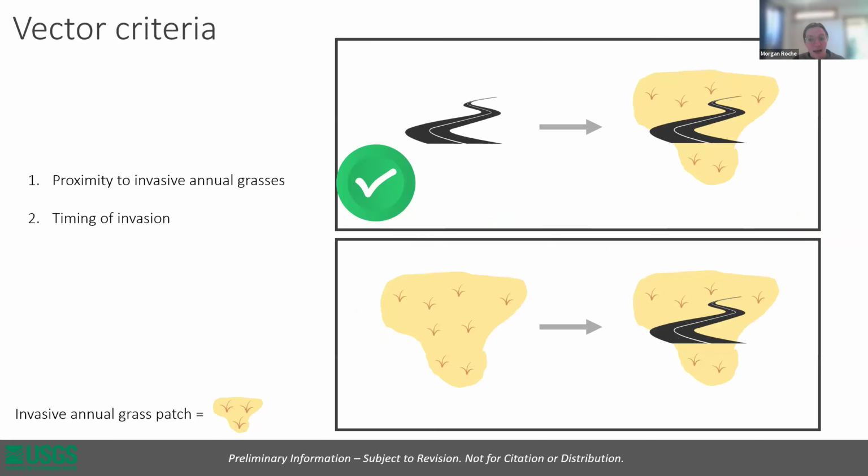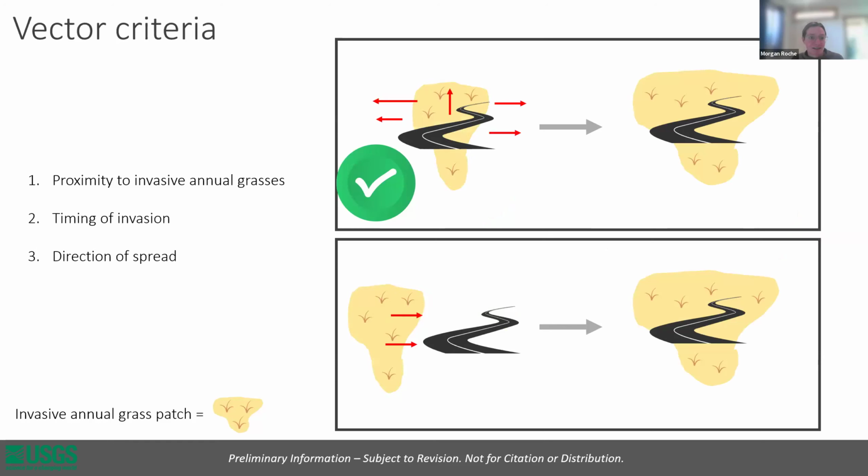We also plan to assess timing of invasion. So if invasive presence or cover increases following disturbance, that's another line of evidence of vector behavior, in contrast to disturbances that were currently near invasive annual grasses, but those areas were perhaps already invaded. That doesn't necessarily rule it out, but it's not evidence for vector behavior.